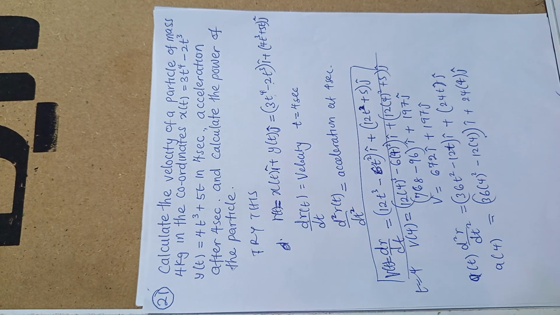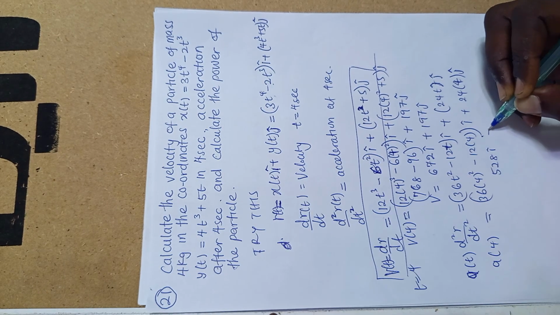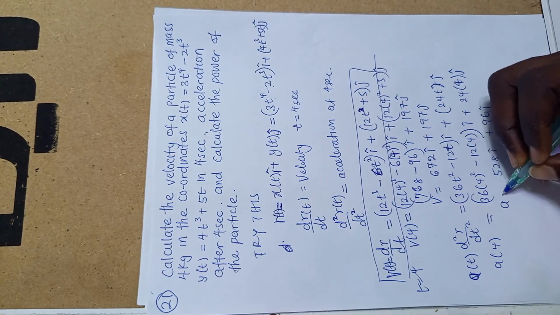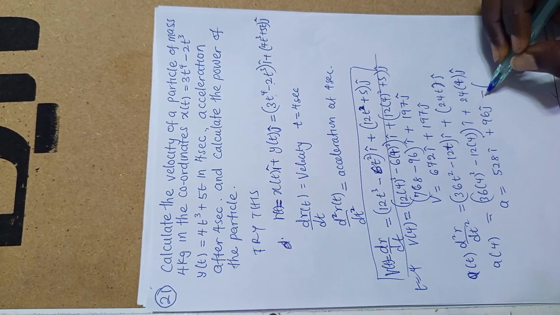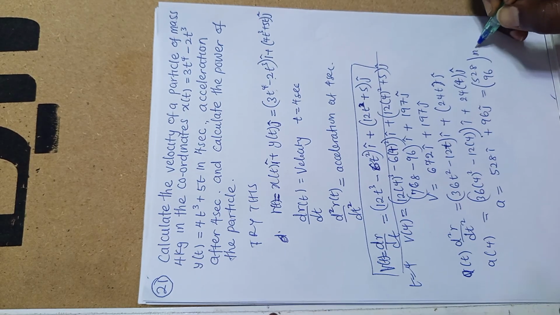So if you do that, 16 times 36, 576 minus 48, 528i plus 96j. So that is our acceleration first, which can be written as 528, then 96 meter per second square.